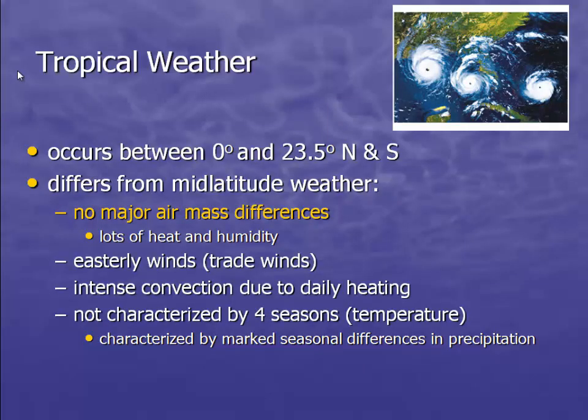So a little bit more about tropical weather in general. Tropical weather is weather that occurs between the Tropic of Cancer and the Tropic of Capricorn. So we're focusing in on the region between 23.5 degrees north and 23.5 degrees south. In this general area of the globe, we don't have any major air mass differences. It's all hot and muggy air.